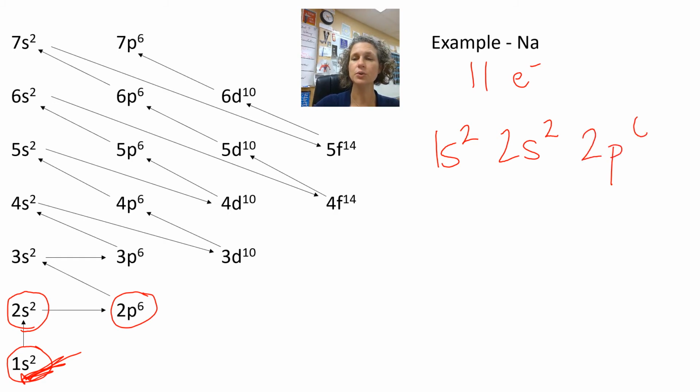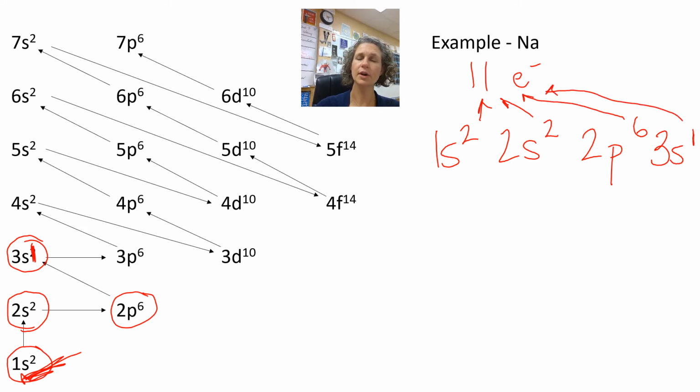So now 2 plus 2 plus 6 is 10. And so I need one more electron. So I get up here to this 3s2, but I only need 1 to get to 11. So I would put 3s1. And so my superscripts should add up to my number of electrons. And you can do this for most elements. Again, it will get kind of tedious, and adding gets kind of old. But it is one of the ways that atoms and elements are designated.